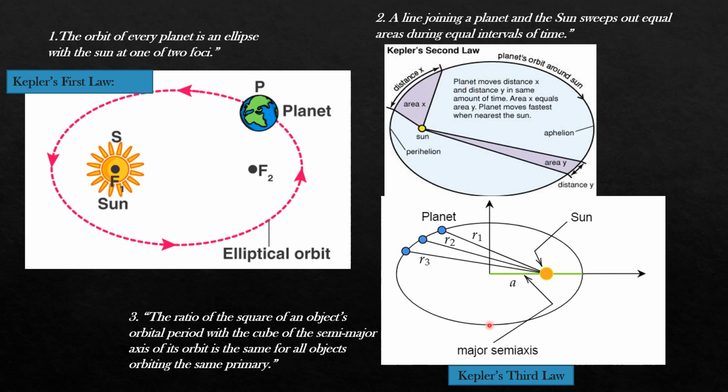Third law, the ratio of the square of an object's orbital period with the cube of the semi-major axis of its orbit is the same for all objects orbiting the same primary. Okay, so this is Kepler's third law.